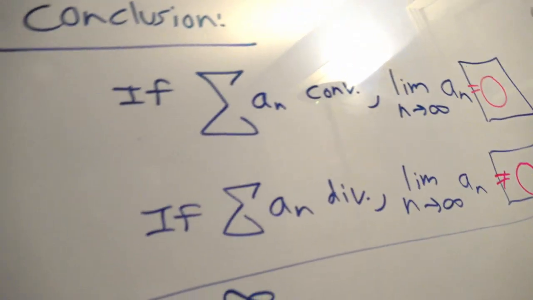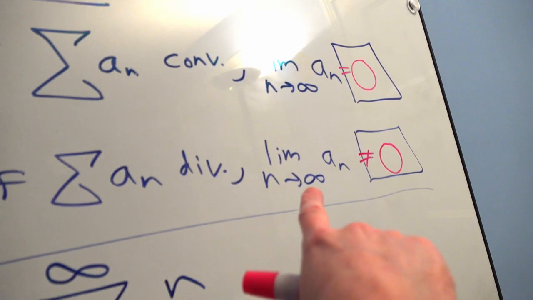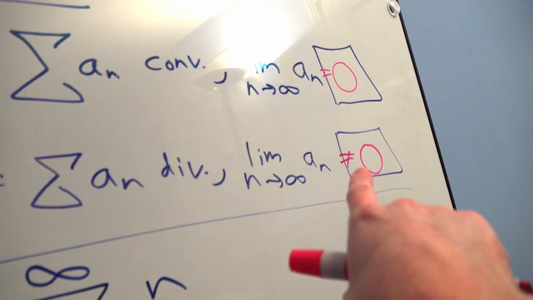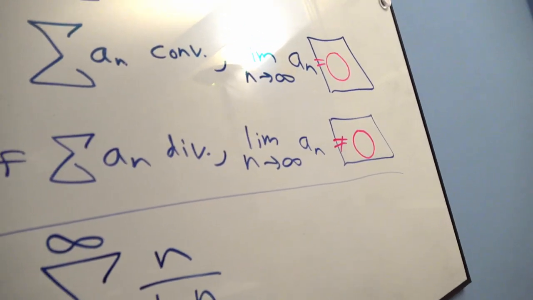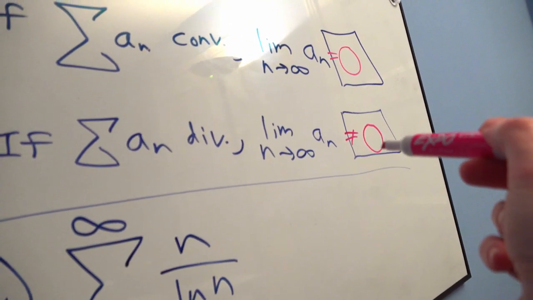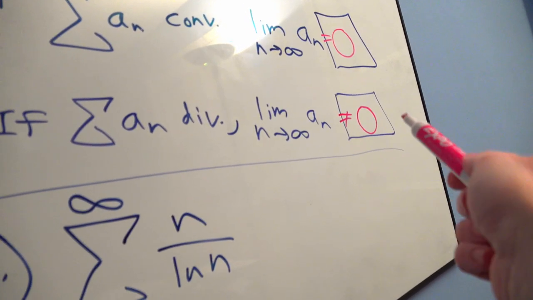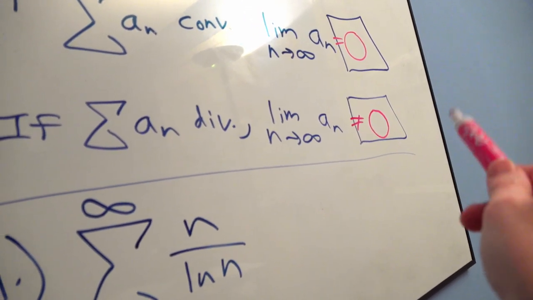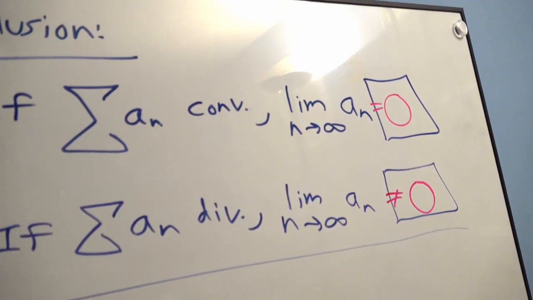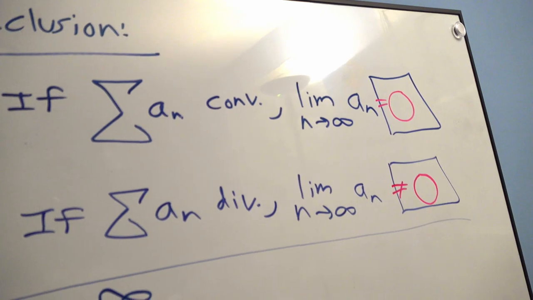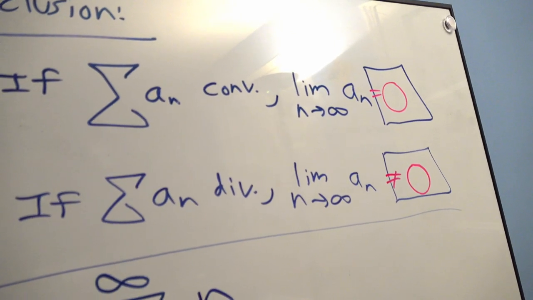If you have a divergent series, the limit as you approach infinity turns out to be anything but 0. It could be 1. It could be 0.2. It could be 167. It could be infinity. If it's not 0, that is the result of a divergent series, okay? So that's the first important thing to really understand that's kind of new in this chapter, and we just did the research on it. Now, of course, I have to warn you.